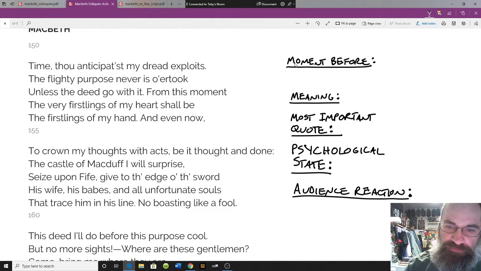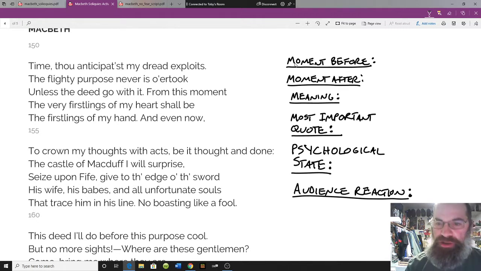And then, a moment after. So that's what we're looking at here. We know he saw the witches. We know that. They told him stuff. And then we're going to talk about what happens right after, and what all this means. This particular soliloquy: most important quote, psychological state, and audience reaction. That's what we're going to be looking at.